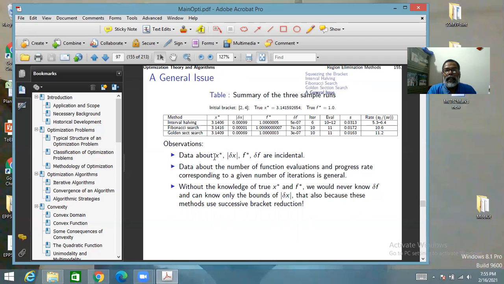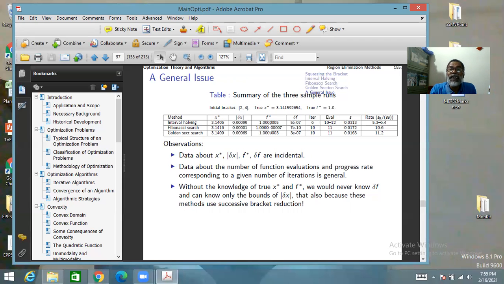Now you see the data here in these three columns, X star, delta X, and F star and delta F. These are incidental, and they will vary from case to case, example to example. And therefore, the Fibonacci search method hitting bang onto the actual minimum value is not of great significance, because here it just happened that according to Fibonacci numbers, one of the interior X's turned out to be that. That is not going to happen every time.